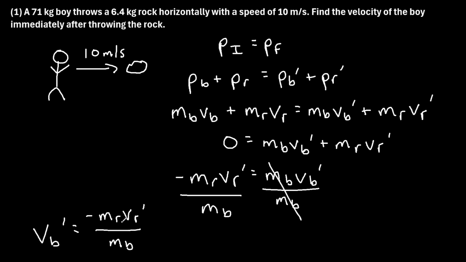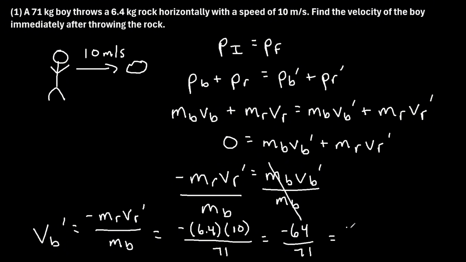So let's fill in the values that we know. We have negative, the mass of the rock is 6.4 kilograms, and the final velocity of the rock is 10 meters per second. So we'll say times 10. And then we're dividing that by the mass of the boy, which is 71 kilograms. If we simplify a little bit, in the numerator we get negative 64 over 71. Negative 64 over 71, if you punch that into a calculator, comes out to about negative 0.901. And we're talking about velocity, so our units will be meters per second. So that will be our answer for this one.